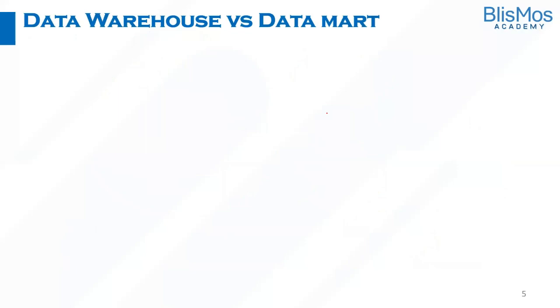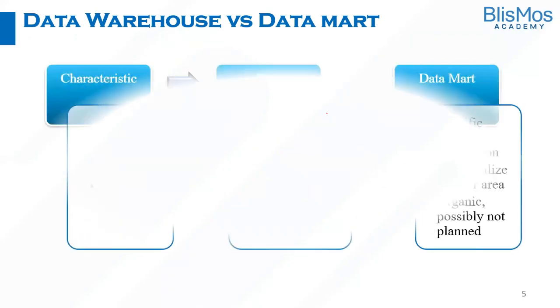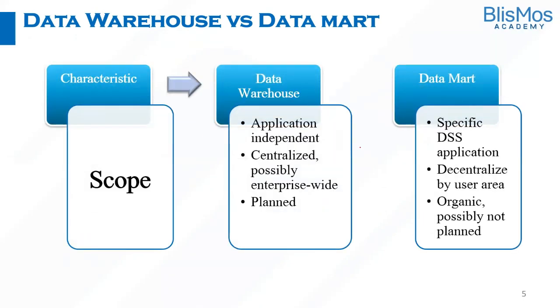Then we have learned about the data warehouse. We have learned about the data mart. How are they different? Let us look at the different dimensions in terms of differences. Here, in terms of scope, a data warehouse is a centralized, possibly enterprise-wide system. It doesn't matter which application. So we have only one data warehouse. And definitely, in order to build the data warehouse, it is a planned effort. We may plan for a year or two.